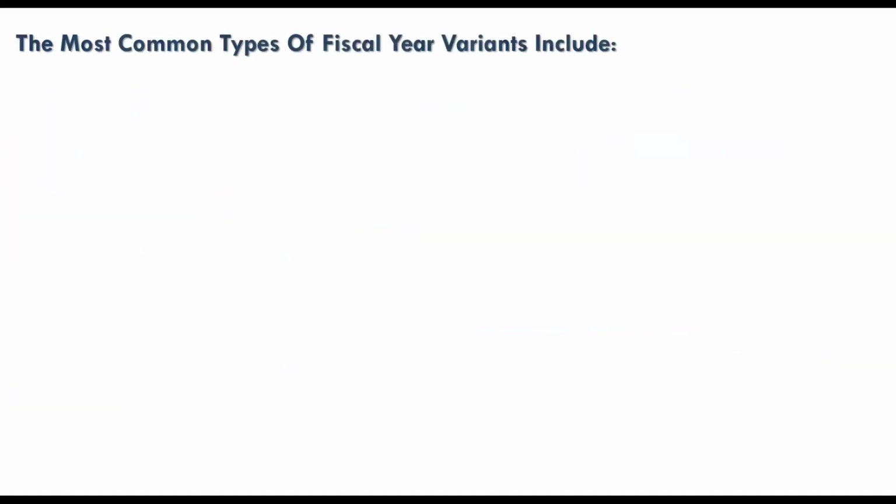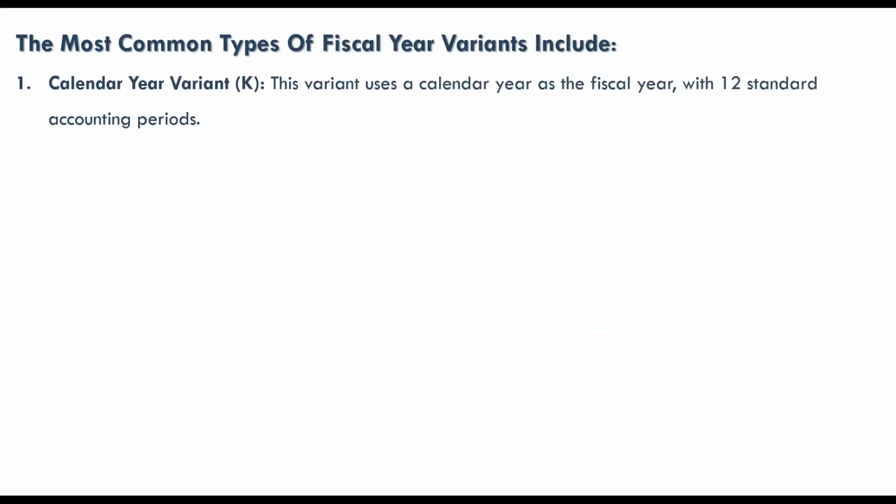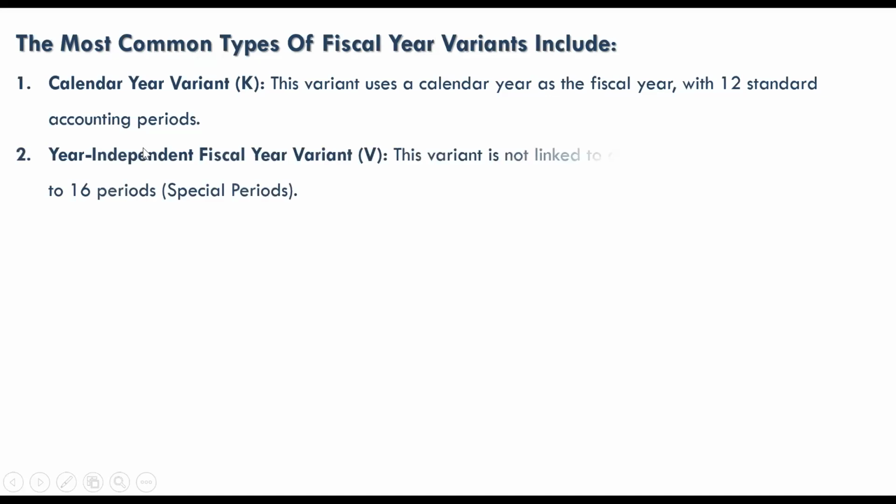Now, the most common types of fiscal year variants include the calendar year variant. The calendar year variant is represented as K, and this variant uses the calendar year as the fiscal year with 12 standard accounting periods. And the year independent fiscal year variant is represented as V.